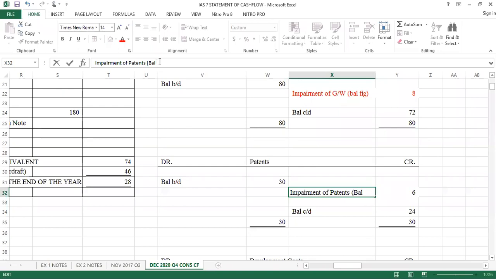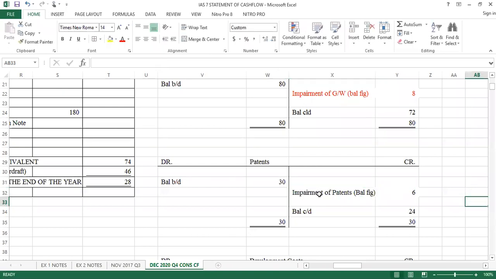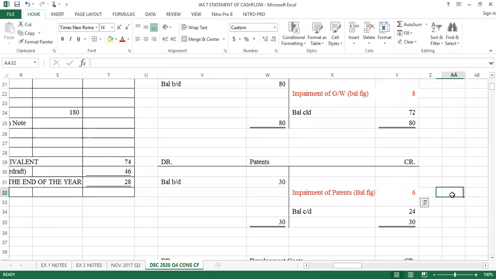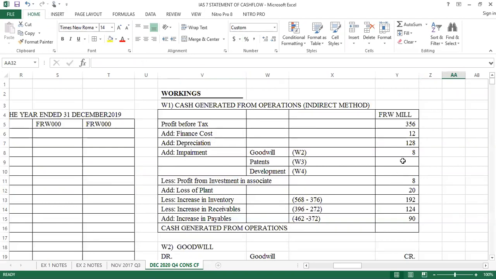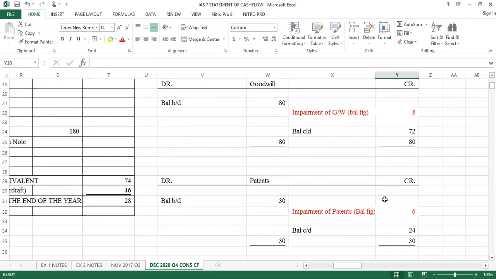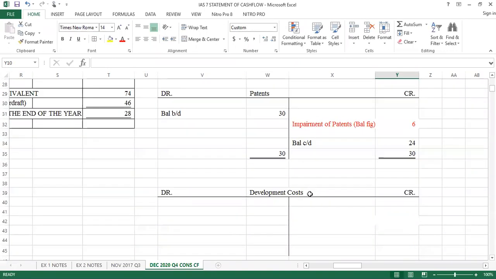That is the balancing figure. I hope by the time you are doing exams, you would have mastered standards and you will be singing them, so that you know the contents of every standard. Now, let's go to the last one.